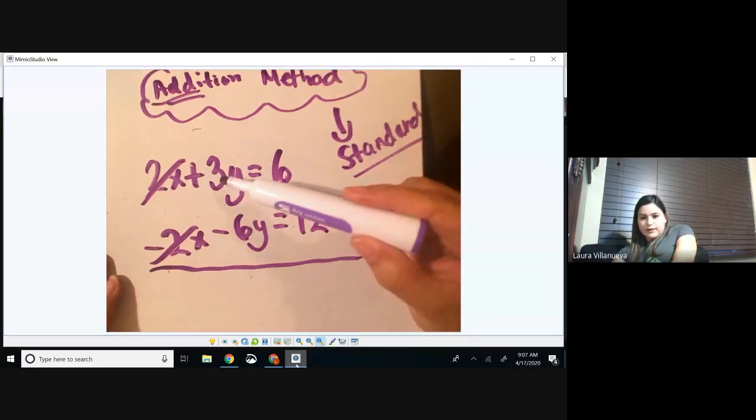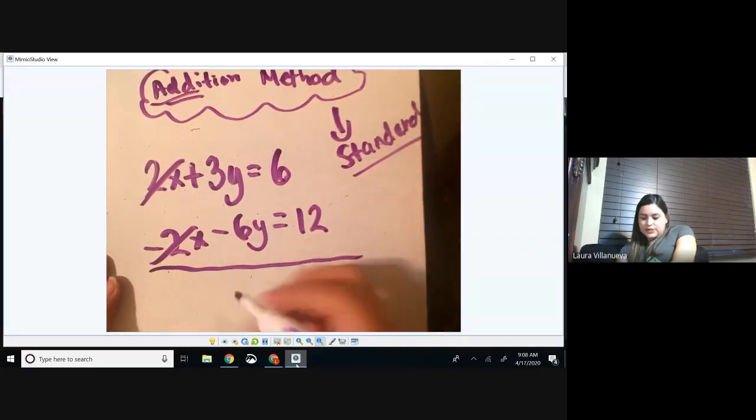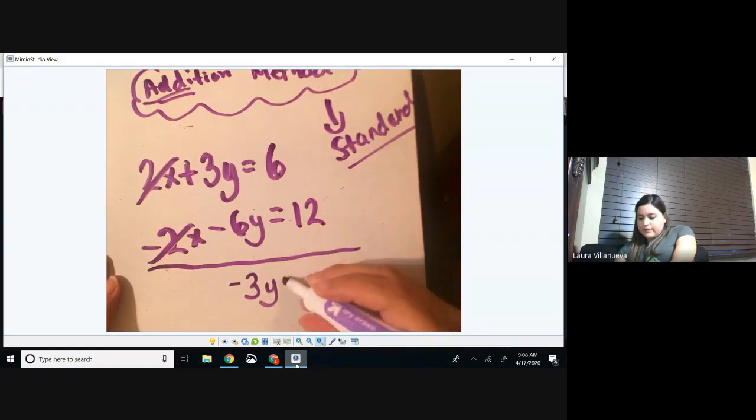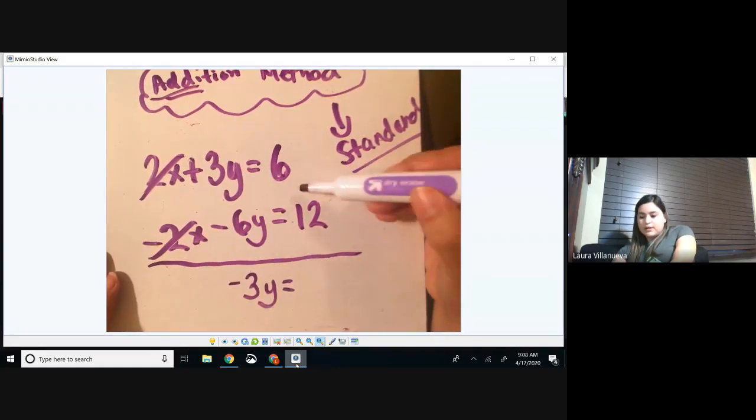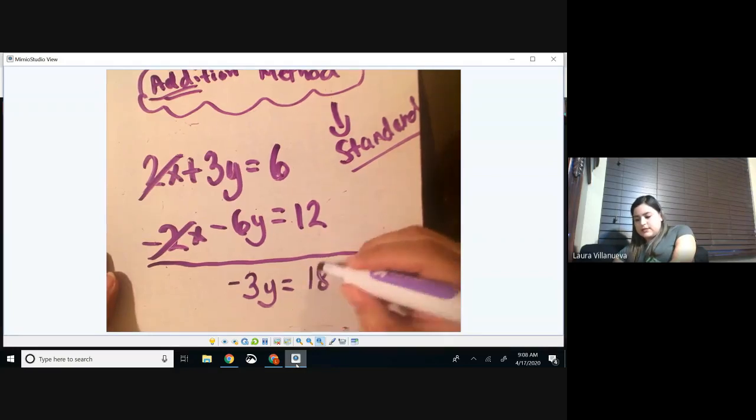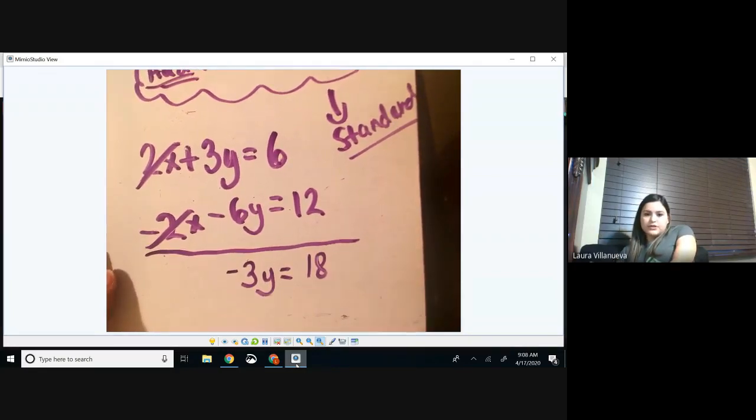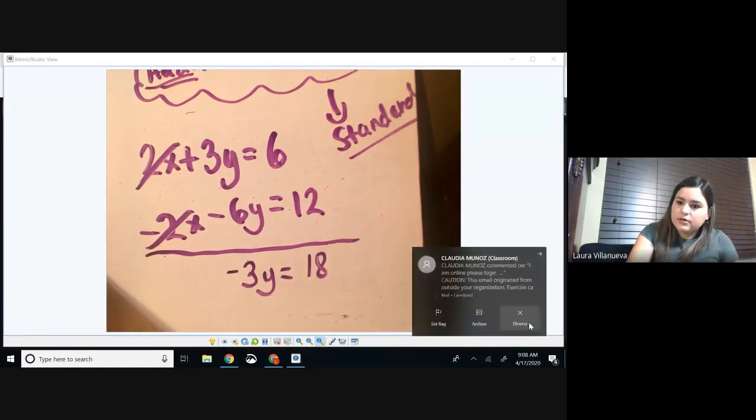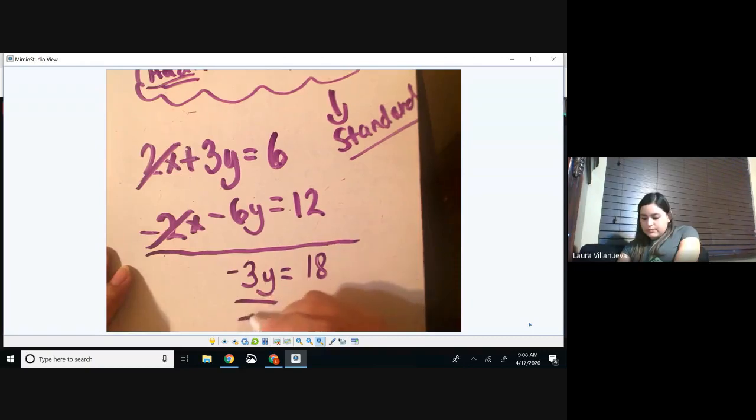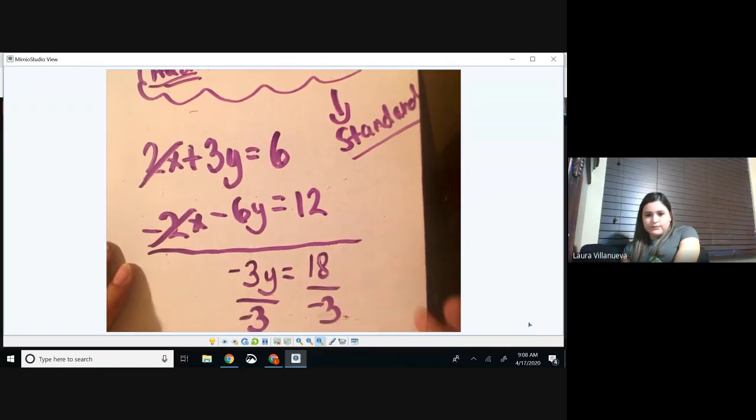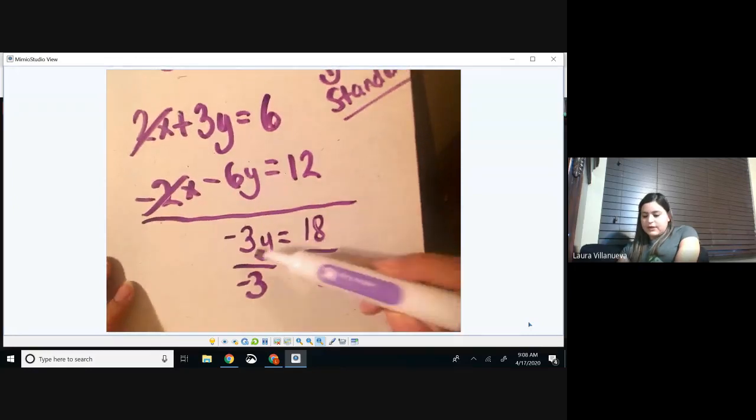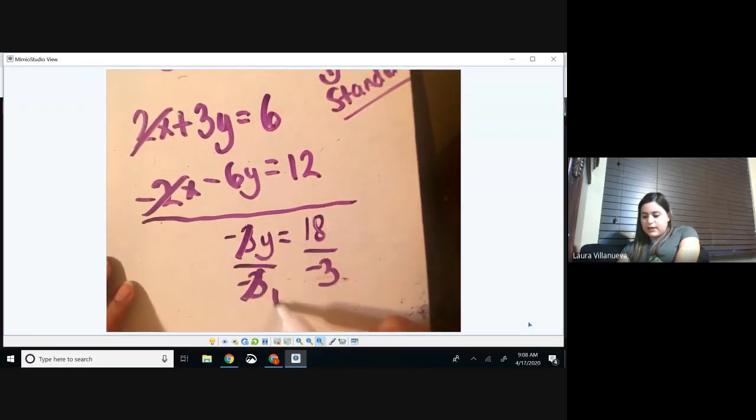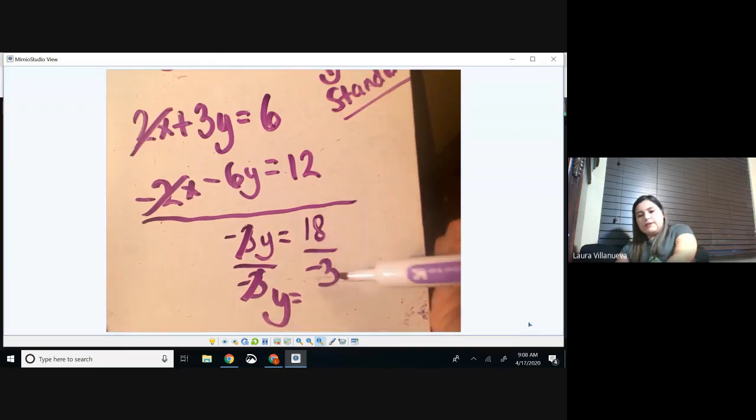So then I have 3 plus negative 6, which is actually negative 3 because you're subtracting. Then 6 plus 12 is 18. And now you can solve for y because you got rid of the x's. Remember, you can only solve one equation if you have one letter. So I'm going to go ahead and divide here. Negative 3 divided by negative 3, that's a y, equals 18 divided by negative 3, that's a negative 6.